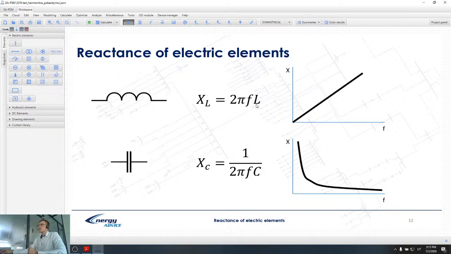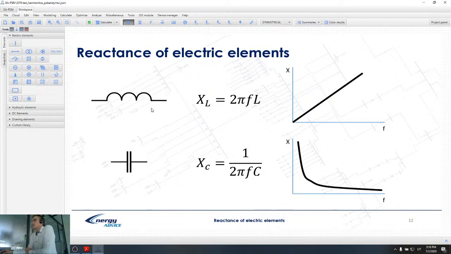So the idea is this: if we have a higher frequency current flowing through the inductance, then the reactance of that element is bigger. On the right side here we have a graph showing frequency on the x-axis, and we can see that when the frequency is rising, the impedance of the element is also rising. So elements like reactors and cables have bigger reactance for bigger frequency current.